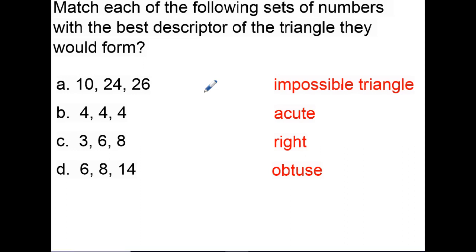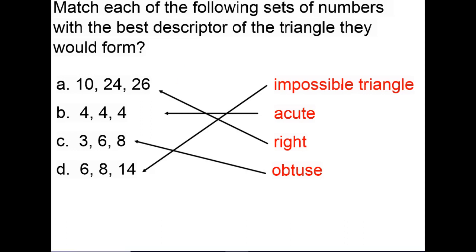After you eliminate that one, run the Pythagorean theorem on the other 3 to see which one has the longest side that's too long to be the hypotenuse, the longest side that's too short to be the hypotenuse, and the longest side that's just right to be the hypotenuse. And here's how they match up.